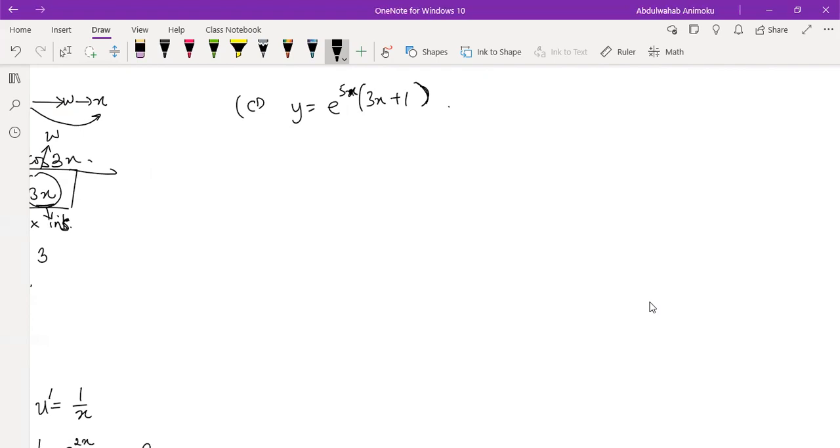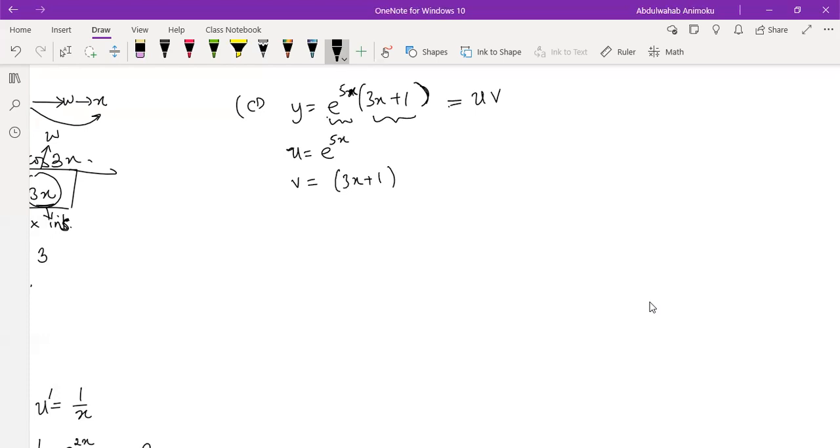Now, when I see this, I just basically see that there's a product of two functions. This is the first one, and this is the second one. So I could easily substitute u as e raised to the power 5x, and v as 3x plus 1. Now you can see that y becomes the product of u times v. That's how I know I'm going to use the product rule to solve this problem.